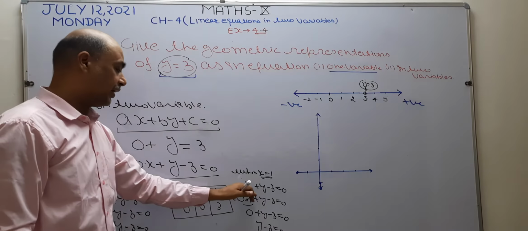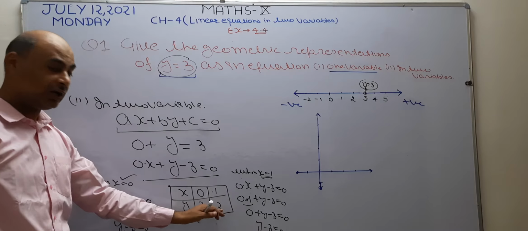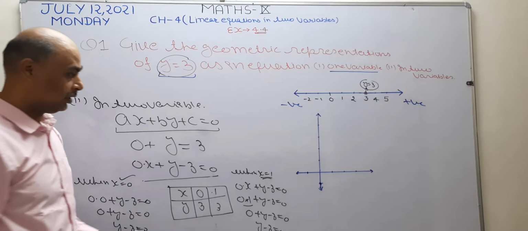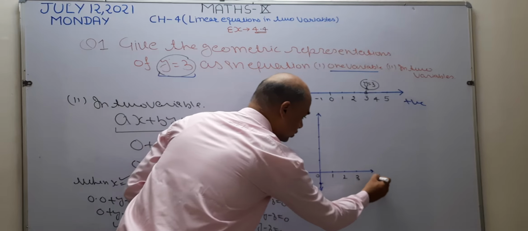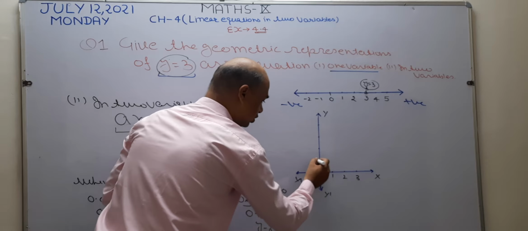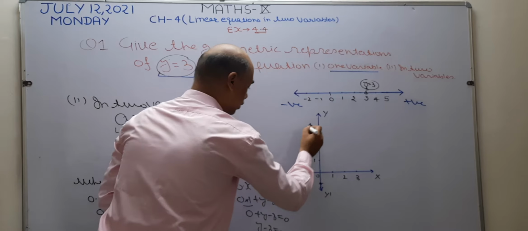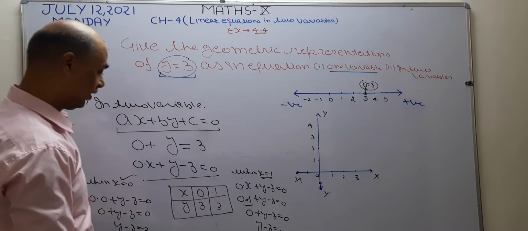So no matter which value of x you take, 1, 2, 3, y is going to remain the same. So a minimum of two values are there. Now I want to represent these values on the graph. So this is your 0, this is 1, this is 2, this is 3. This axis is known as the x-axis and this axis is known as the y-axis. So this becomes 1, 2, 3, 4. Since positive numbers are there, I want to represent only positive numbers on the graph.